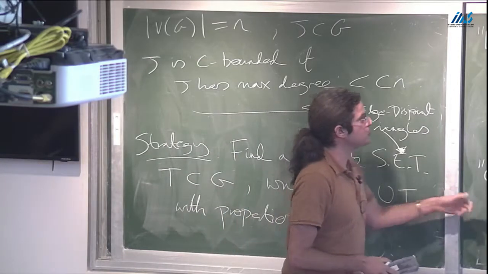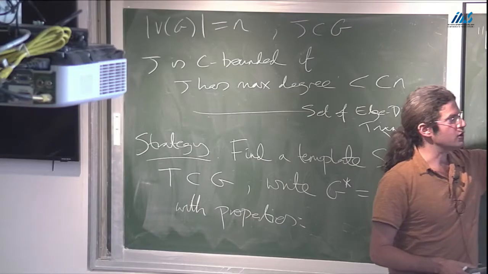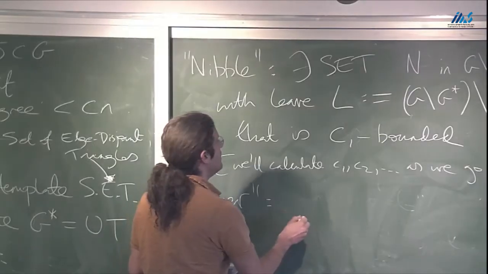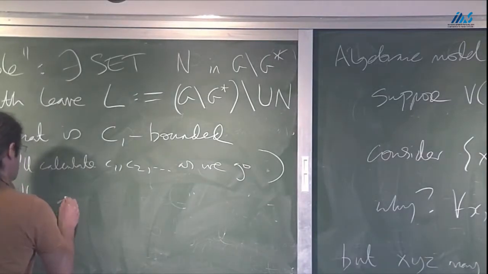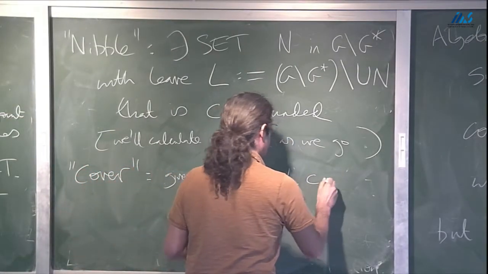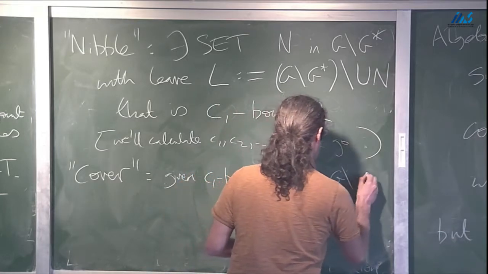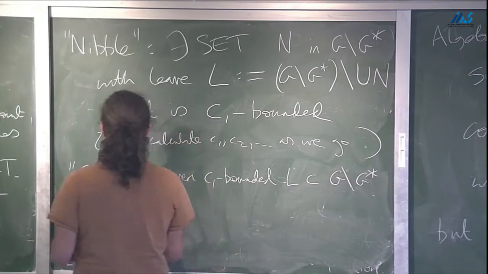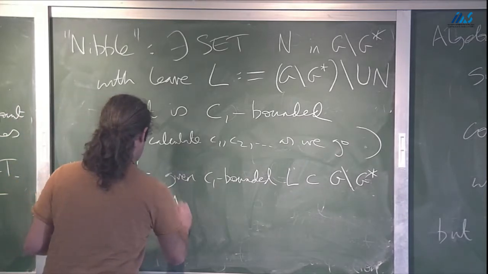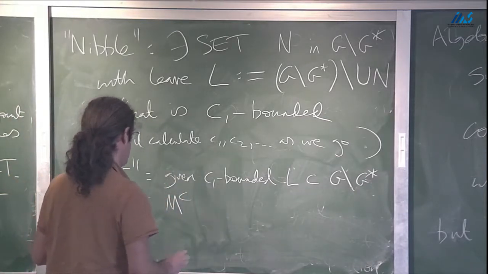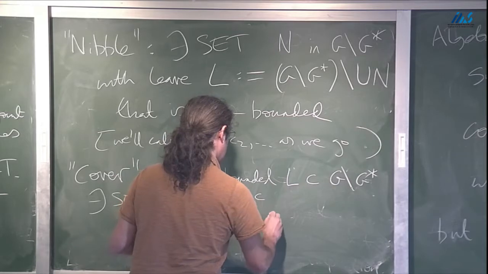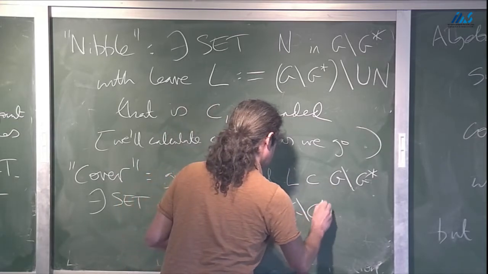Okay, so yes, I'm going to choose some triangles which cover L, but they're also going to use some edges in G star, and that's a problem which I'm going to have to deal with later. Okay, so given C1 bounded L, which is contained in G star, there exists a set of edge-disjoint triangles. I'll call this MC for cover, such that MC intersect G delete G star is equal to L.